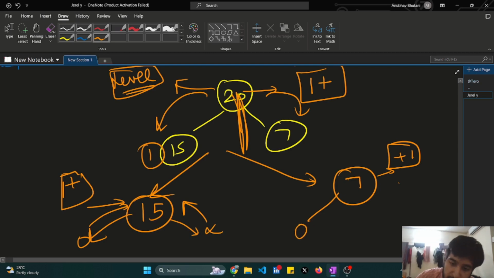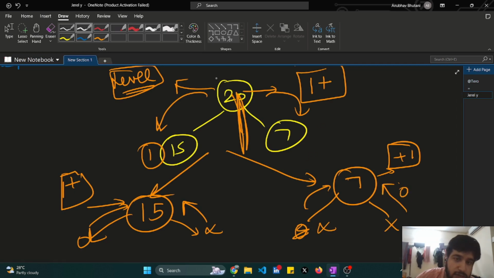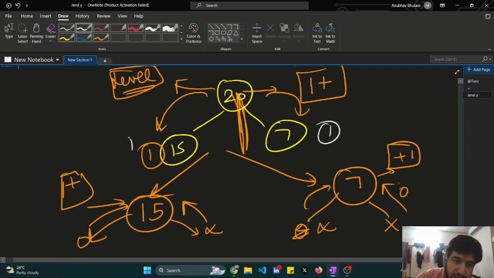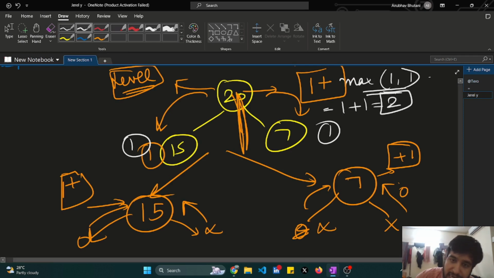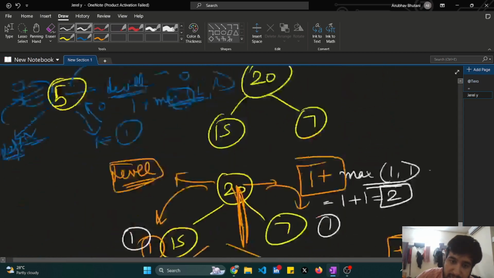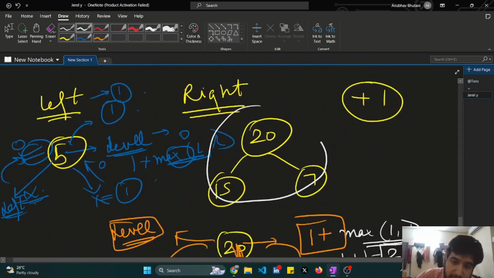For 7, if I come to the left, nothing is found, I'll return 0. I'll come to the right, nothing is found, I'll return 0. For 7, also 1 is returned. For 7 and 15, both 1 is returned. So 1 plus maximum of 1 comma 1, so 1 plus 1 is equal to 2. So my right subtree is able to return me 2 and my left subtree is able to return me 1.